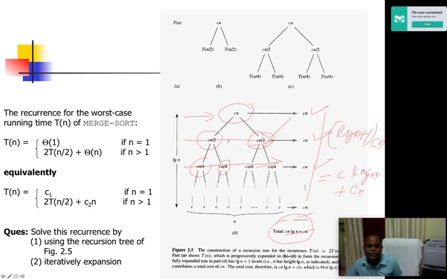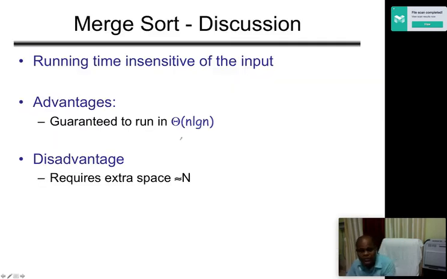Hence, the time complexity of merge sort is Cn log n plus Cn, which is equal to theta of n log n. So the time complexity of your merge sort is theta of n log n. The advantage is that whatever the type of input, merge sort will sort it in theta of n log n time. But the disadvantage is that it uses extra space of the order of n.